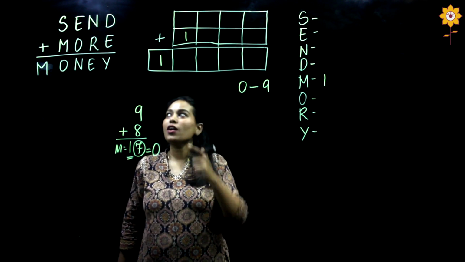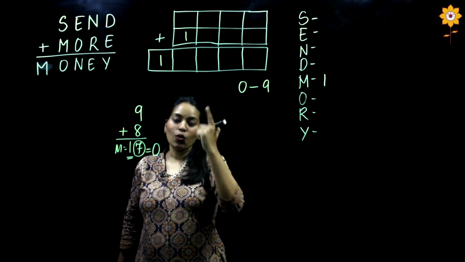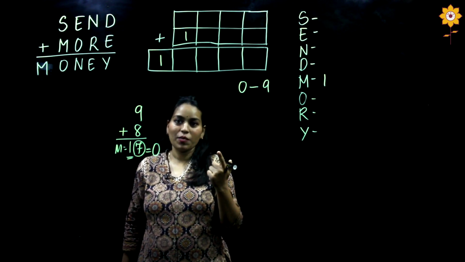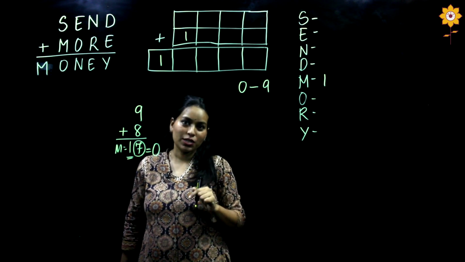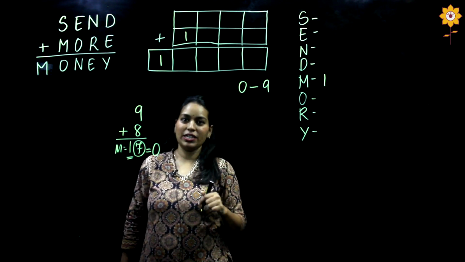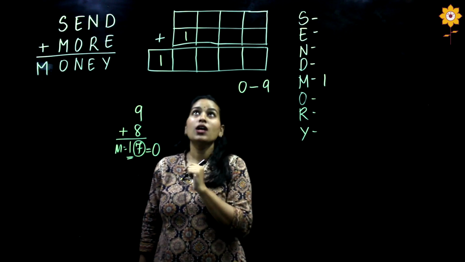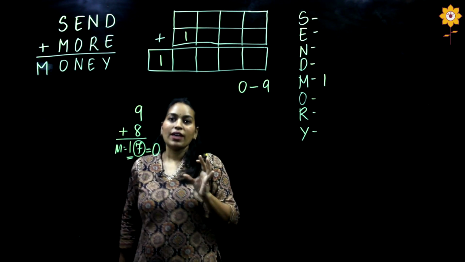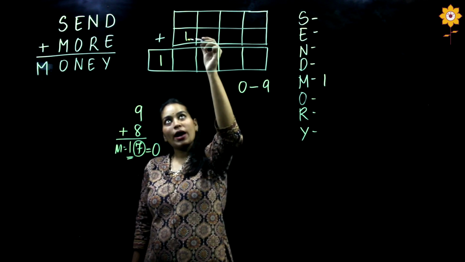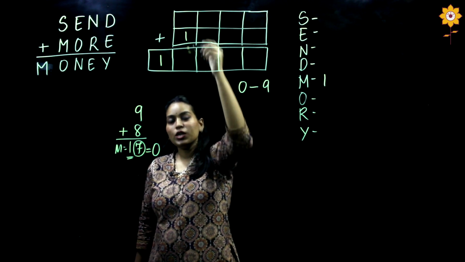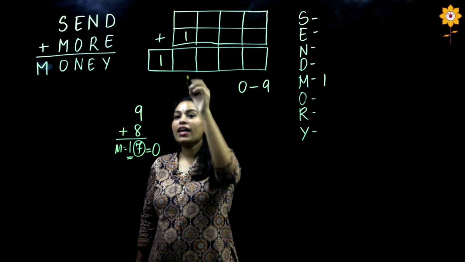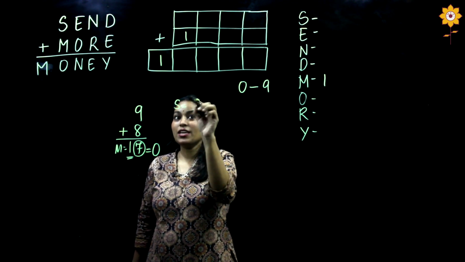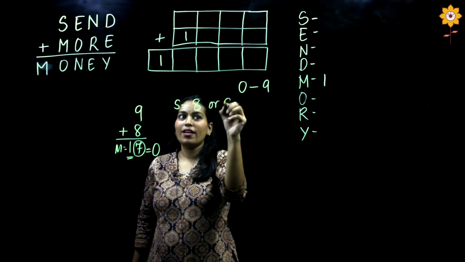For O, the value coming over here has to be a 2-digit number, so that a carry can be generated and M can get a value, right? So for that, what values can you use? Obviously, when you add 1 to a particular value, it should generate a 2-digit number. So there are 2 possibilities. The value of S can either be 8 or 9.